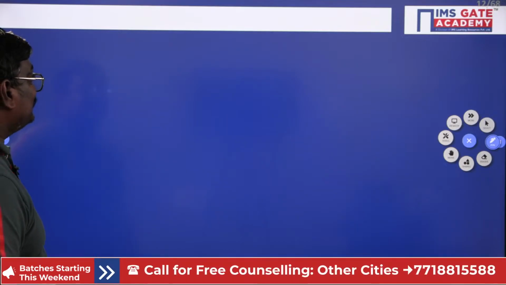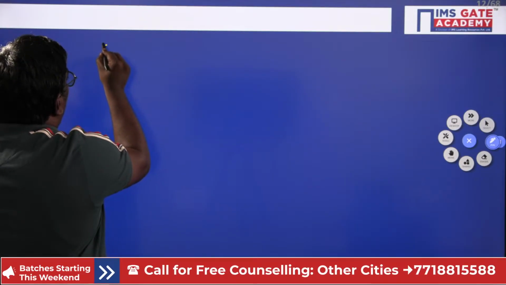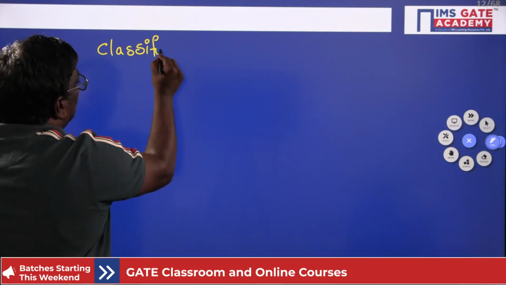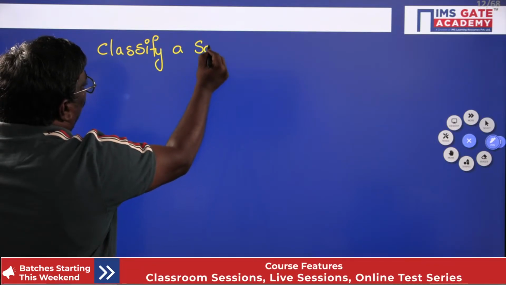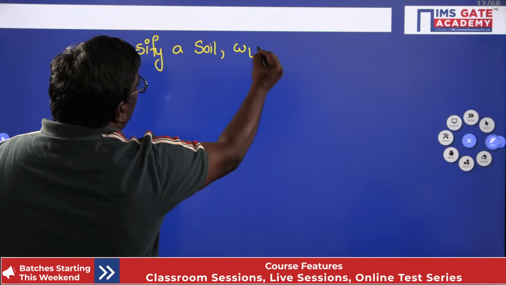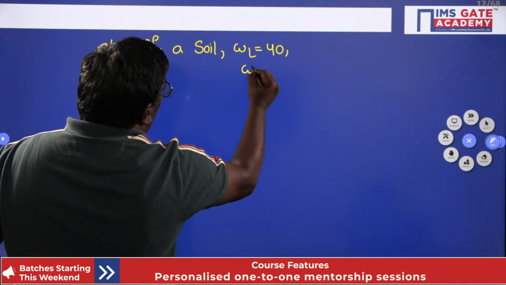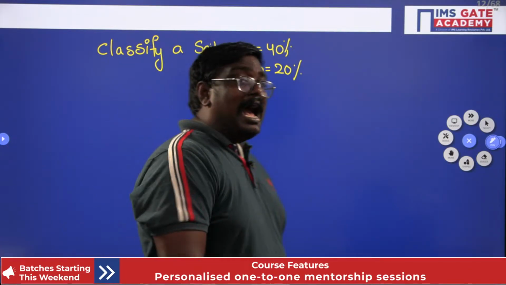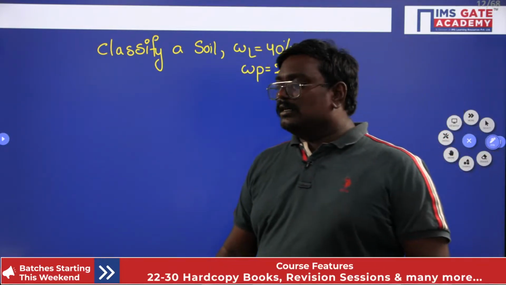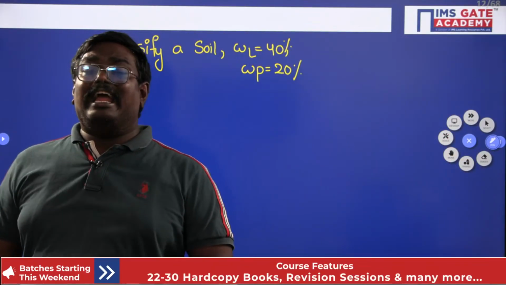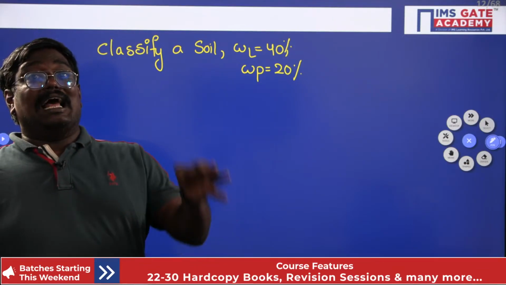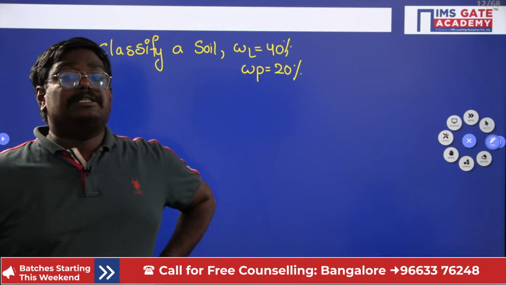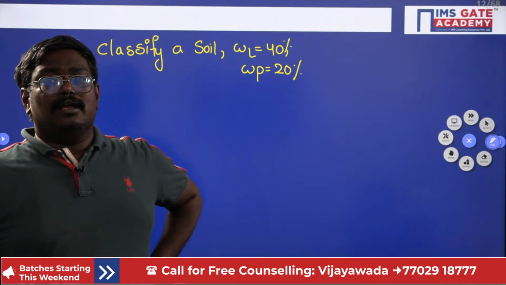Okay. Now see students, how do you classify soil? Now they can ask you a simple question. This is also a previous GATE question. Classify a soil when the liquid limit is 40 percent and the plastic limit is 20 percent. I'll give you 1 minute 30 seconds. Anyone, my dear students, I would be very happy if you classify this soil. Classify the soil whose liquid limit is 40 percent and plastic limit is 20 percent. Okay? I'll give you 30 seconds.